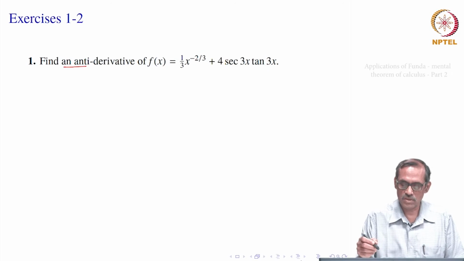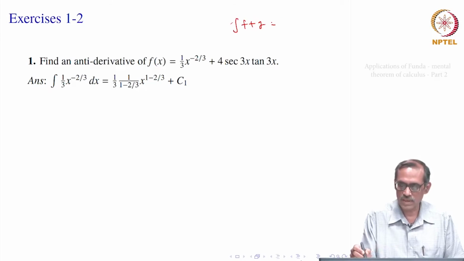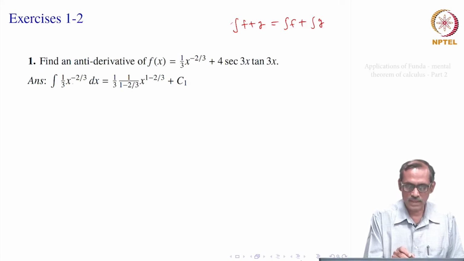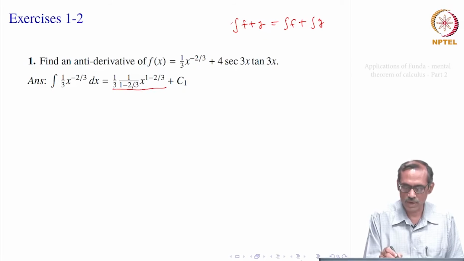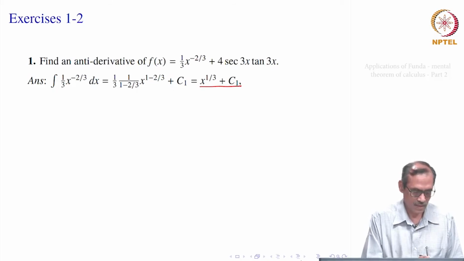So, antiderivative means a function whose derivative will be this function, right. So, we go straightforward because we can use our limit properties: the integral of f plus g will be the integral of f plus the integral of g, provided they exist. So, we go for the indefinite integrals. Now, 1 by 3 x to the power minus 2 by 3 would give us this: 1 by 3, 1 divided by 1 minus 2 by 3, x to the power 1 minus 2 by 3, plus c1 for some constant, that is the general antiderivative. So, that we can express as x to the power 1 by 3 plus c1. Okay.